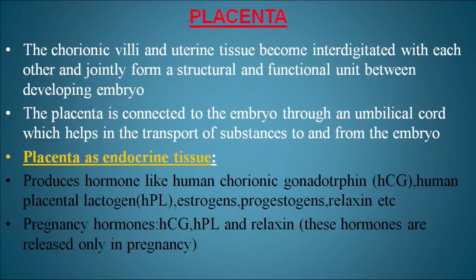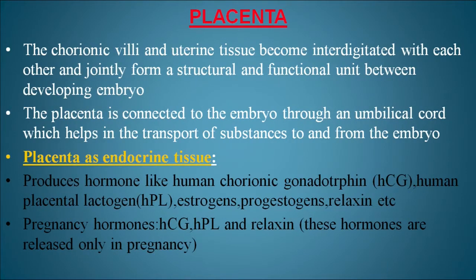The chorionic villi and uterine tissue become interdigitated with each other and jointly form a structural and functional unit with the developing embryo. The placenta is connected to the embryo through an umbilical cord, which helps in the transport of substances to and from the embryo.